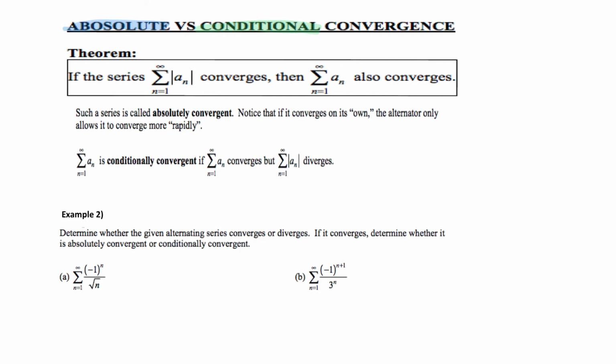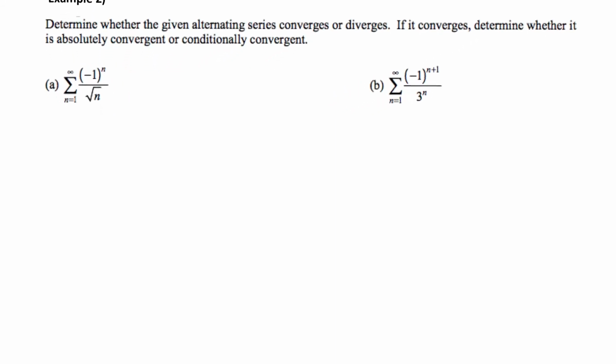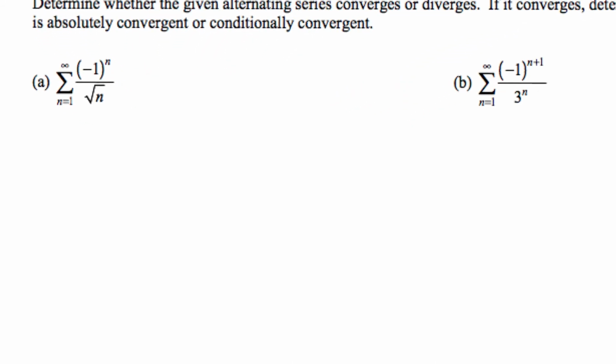Notice that if it converges on its own, like it's just plain old convergence, the alternator only allows it to converge more rapidly. We also have a series that is called conditionally convergent if, without the absolute value signs, it converges, but when I add in those absolute value signs, it diverges. So let's look at some examples here, and then we're going to go back to part F of the last example. So here, take a look at this series.